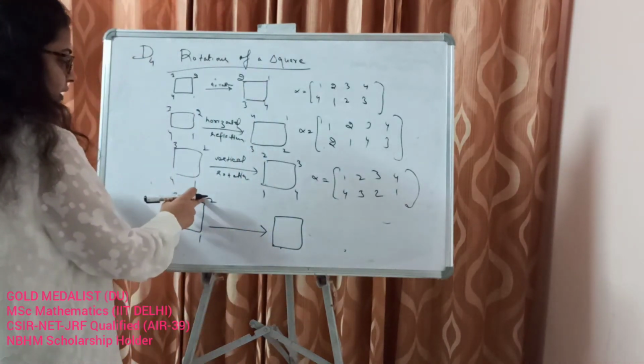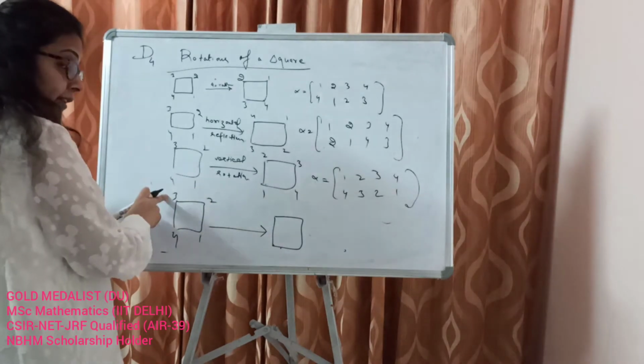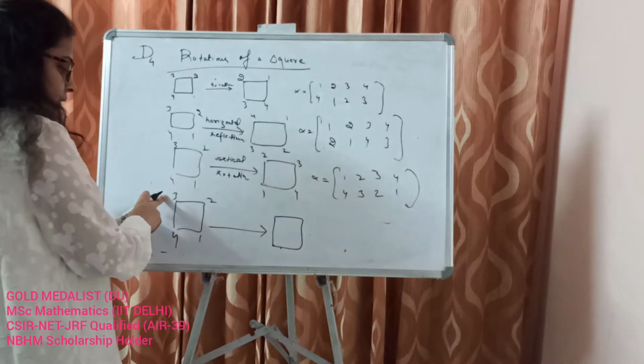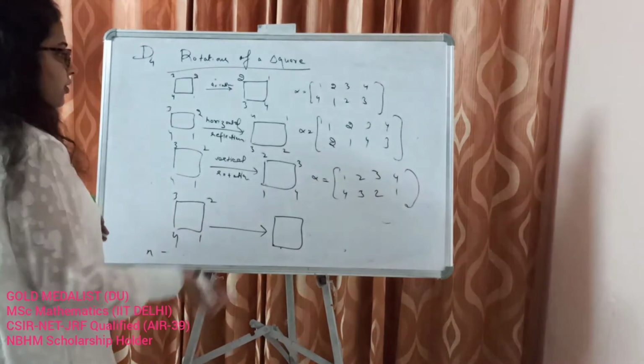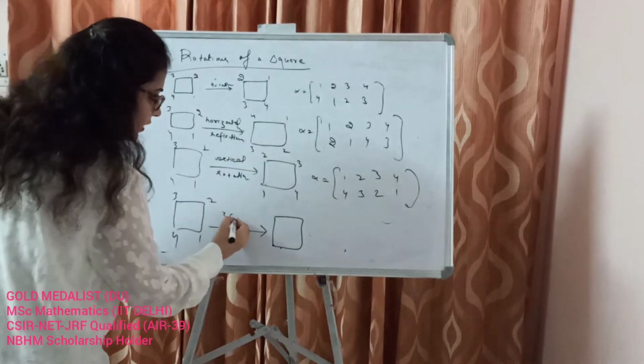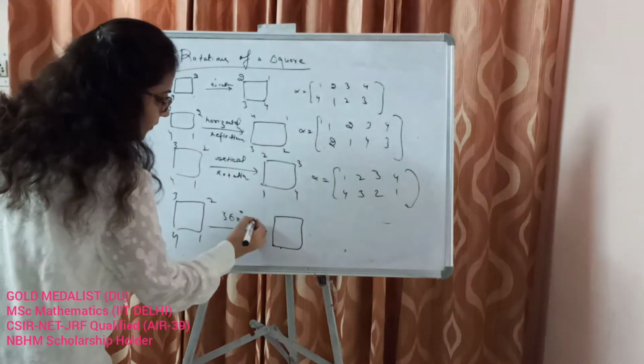Apply a 90-degree rotation. 1 comes here. Again 90 degrees, 180, again 90 degrees, and then we have 360 degrees. So a 360-degree rotation gives us the identity element.